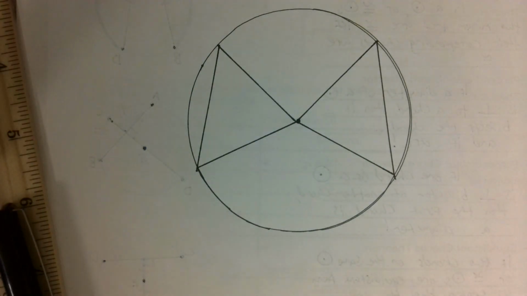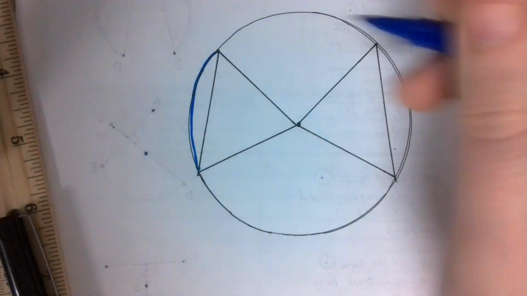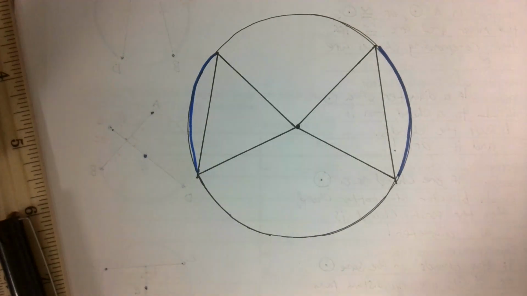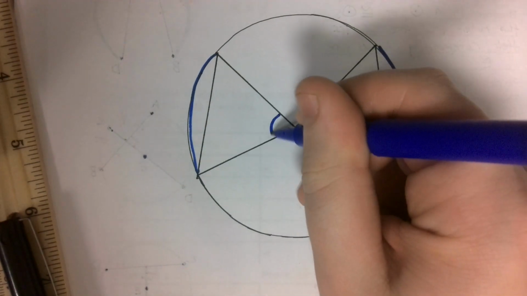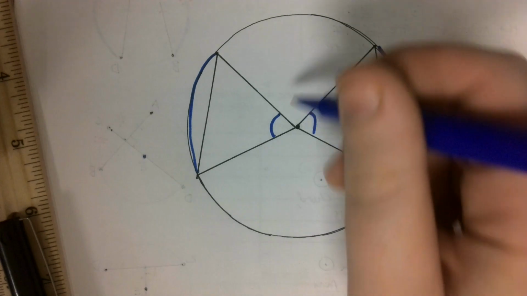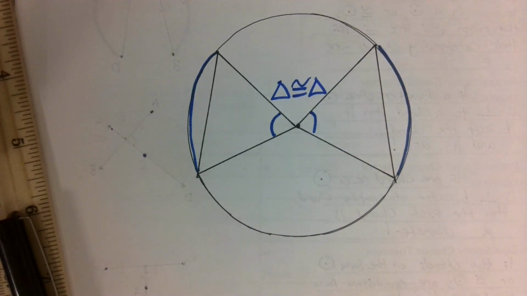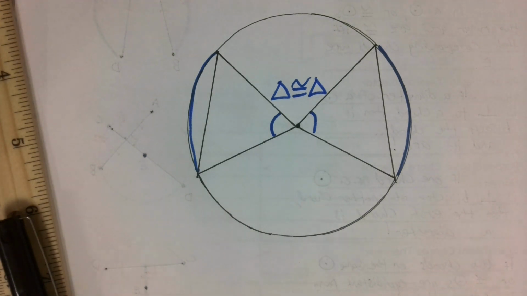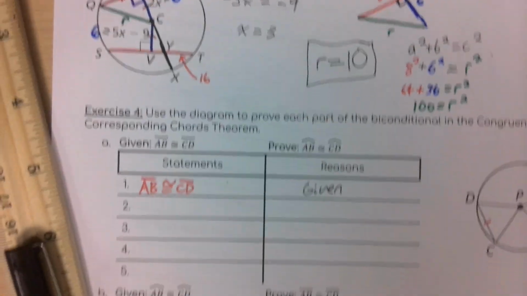So here's what I mean by working backwards. We want to show that this arc and this arc are congruent. We know we can do so by making these two angles congruent. We know these two angles will be congruent if the two triangles are congruent. We just got to figure out how to prove these two triangles are congruent. Let's take a look and see what we can do.